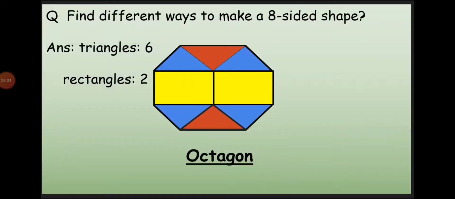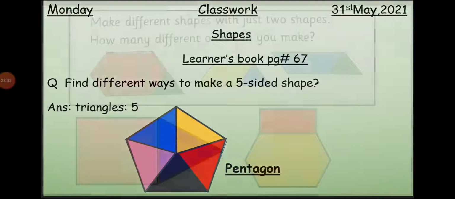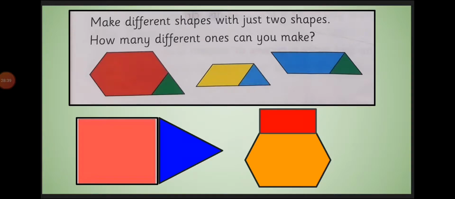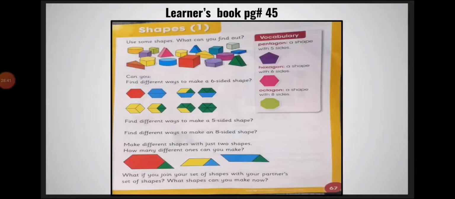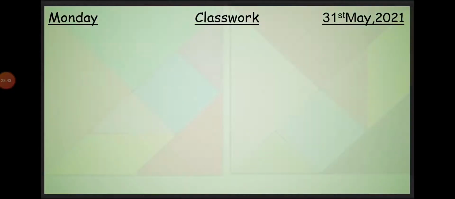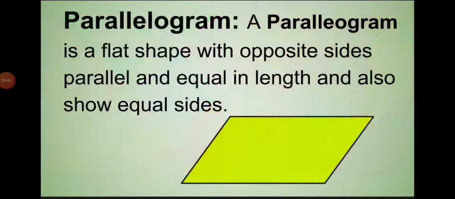So we have done our work. We have done the shapes. We have done the pattern. We have done how to make the shapes with the help of 2 shapes, 3 shapes. And that's it. I hope you have enjoyed the Tangram also.